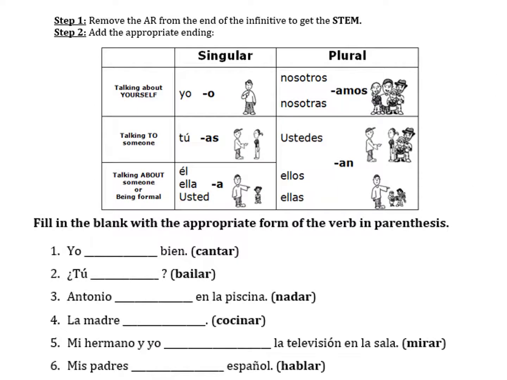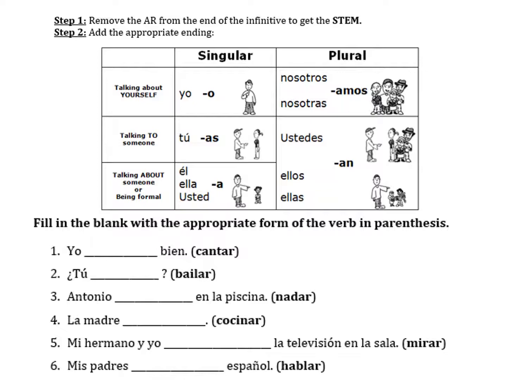Okay, now flipping over to the back of our handout, we're going to complete each of the following sentences with the word in parentheses. We're going to continue to use our step 1 and step 2. Step 1, remove the AR from the end of the infinitive to get the stem. All that means is the AR of the word needs to come off before you put it on the line.